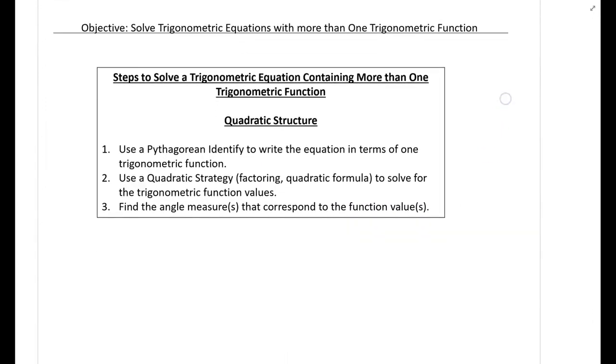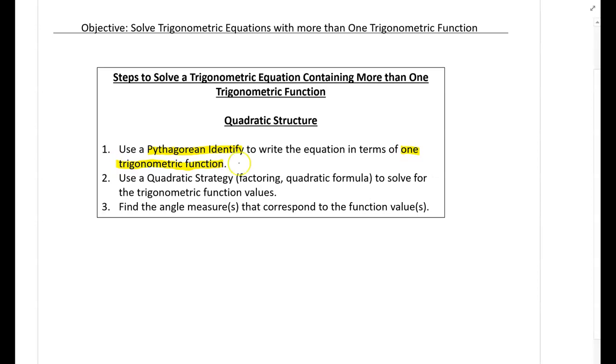Here are the steps in order to solve a trigonometric equation containing more than one trigonometric function. The main type of problems that are going to be prevalent with more than one function are quadratic structures. We'll have one function, say sine or cosine, that is squared, and another function that is different in a linear term. So first we use a Pythagorean identity in order to write the equation in terms of one trigonometric function.